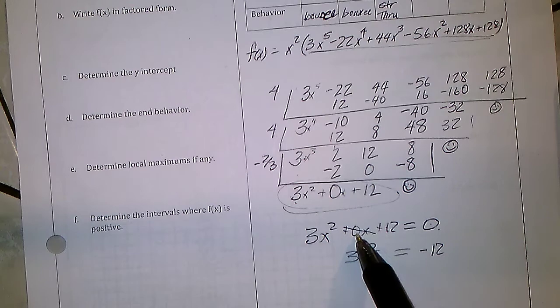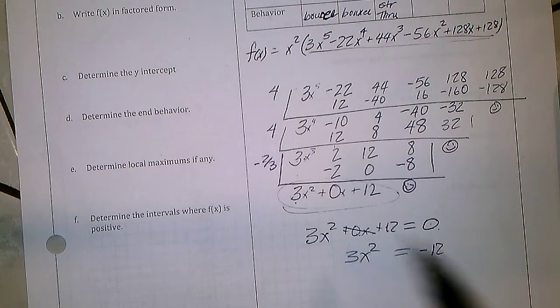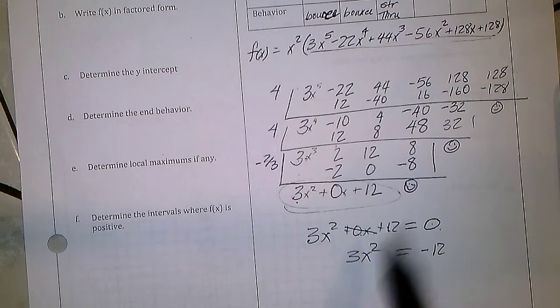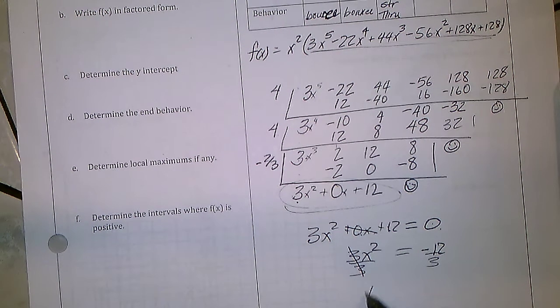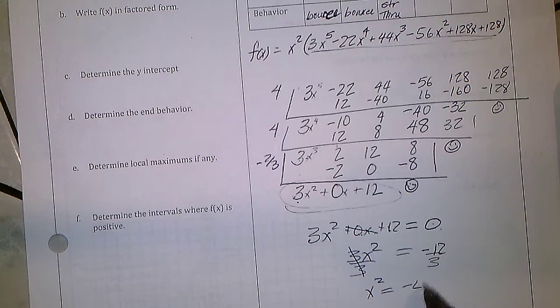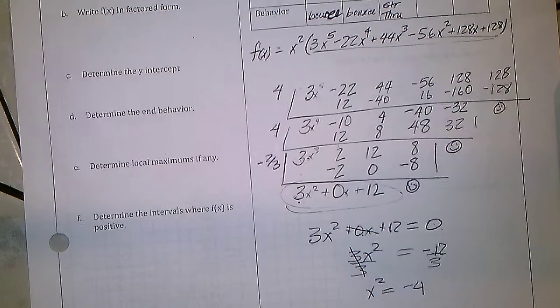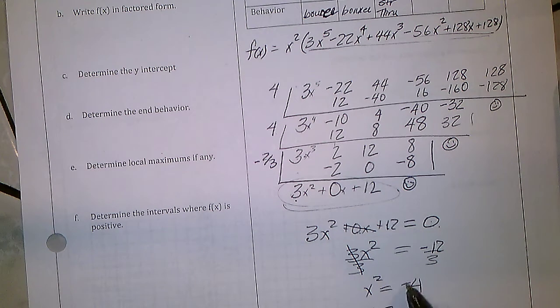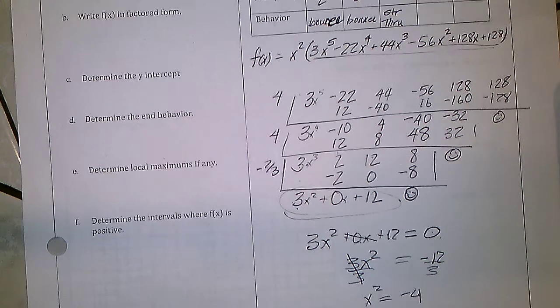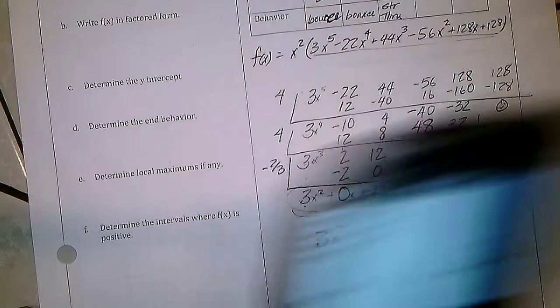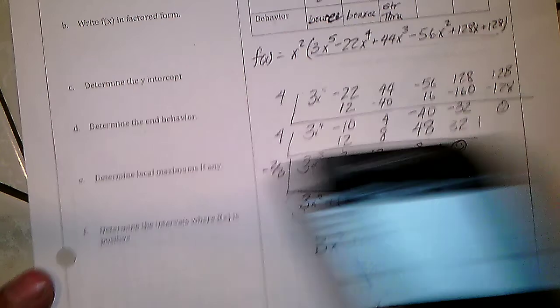If this wasn't 0, I would have to use the quadratic formula. Divide by 3, and I have x squared equals -4. So x would equal, see, the square root of a negative is i, and the square root of 4 is 2. And when I do the square root, it's plus or minus. So there's my 2i and -2i.